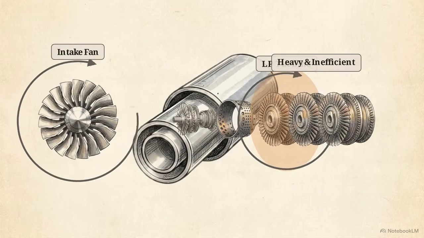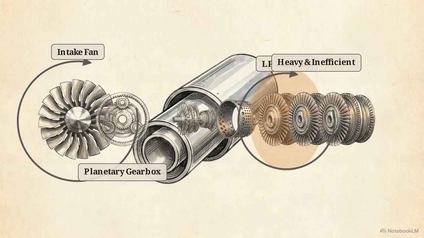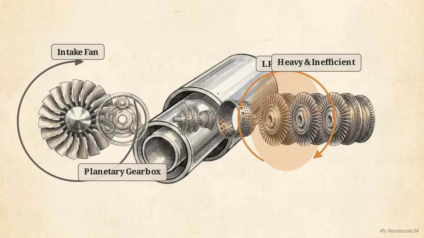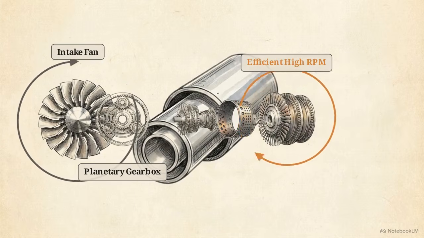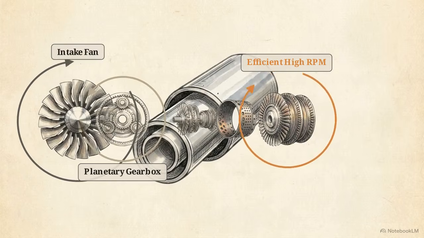The geared turbofan introduces the next evolutionary step, a planetary reduction gearbox between the low-pressure shaft and the fan. This entirely decouples them. The turbine now operates at efficient high speeds, while gears step down rotation, driving the fan at a slow optimal rate.